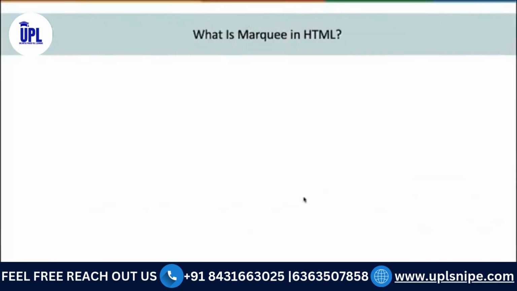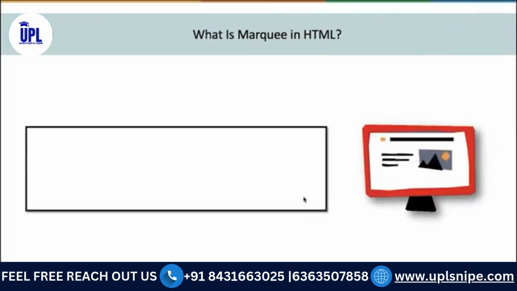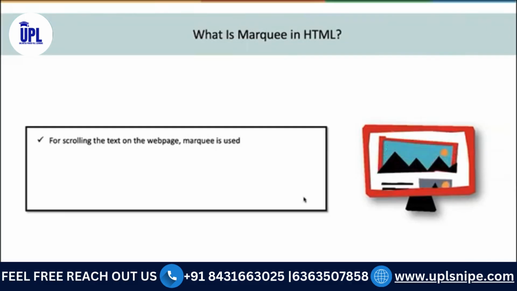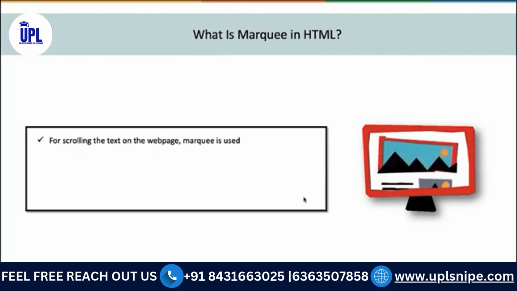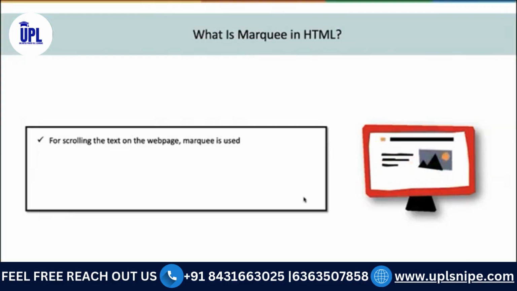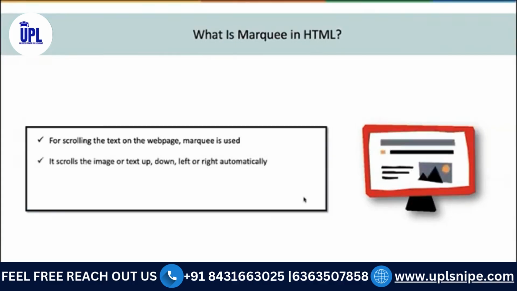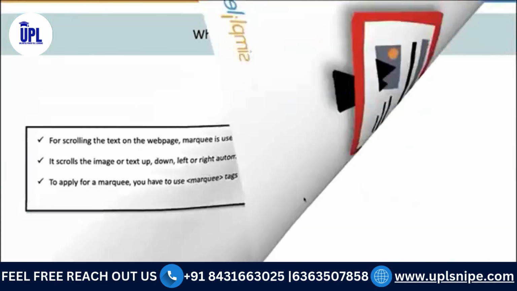What is a marquee in an HTML file? Marquee is something which keeps on rotating. For scrolling the text on the web page, marquee is used. Sometimes you might have seen that when you want to display some very important information which needs to scroll at the bottom or to the right after a specific period of time, you always use marquee. It is one of the very old elements available in the HTML page. It scrolls the image top, left, right, center automatically, so you always use marquee tags for rotating it.